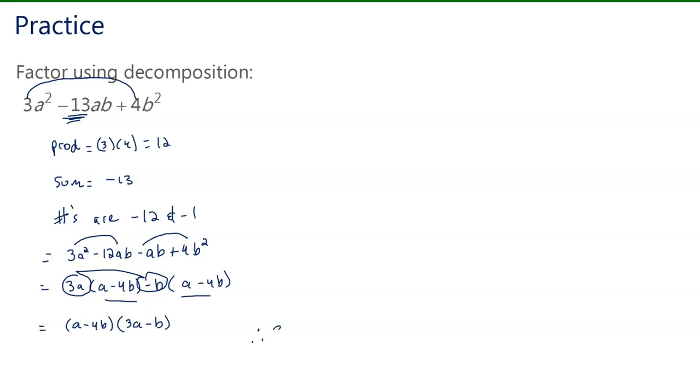Meaning that 3a squared subtract 13ab plus 4b squared can be factored as a subtract 4b times 3a subtract b. Or we can put the 3a subtract b first and the a subtract 4b second. Either way, we are done.